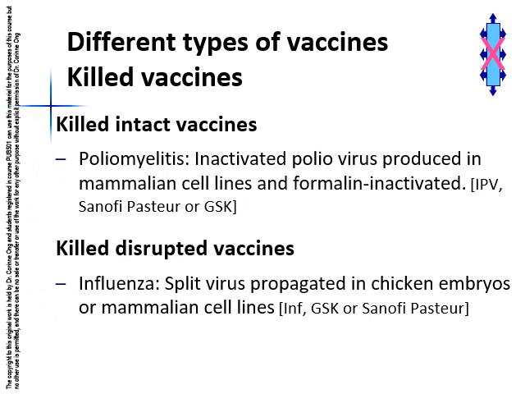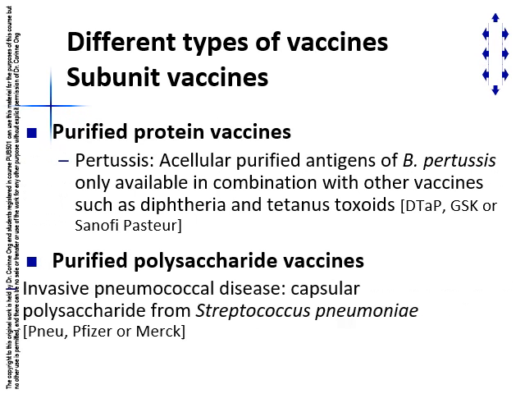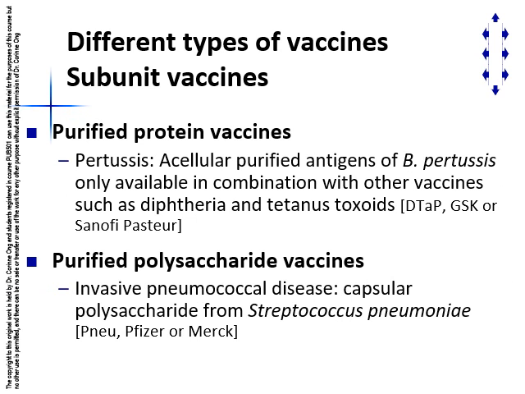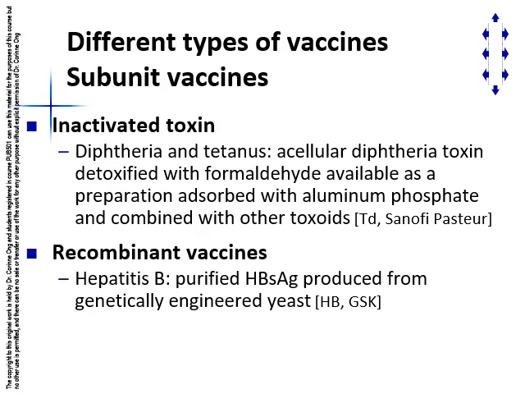Examples of killed vaccines are the polio vaccine, which is used in Canada. This has been inactivated with formalin, and also the flu vaccine, which has been disrupted using detergents. Subunit vaccines can either be purified proteins or polysaccharides. The pertussis vaccine is an example of a subunit vaccine that is made up of purified protein antigens of the Bordetella pertussis bacteria. The invasive pneumococcal vaccine is made up of the capsular polysaccharides purified from various strains of Streptococcus pneumoniae. Other subunit vaccines include inactivated toxins and recombinant vaccines.